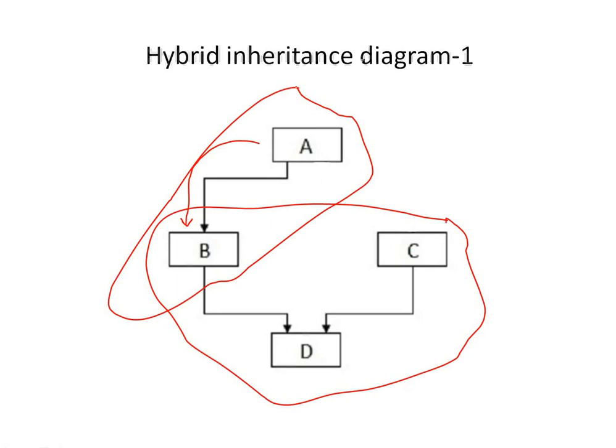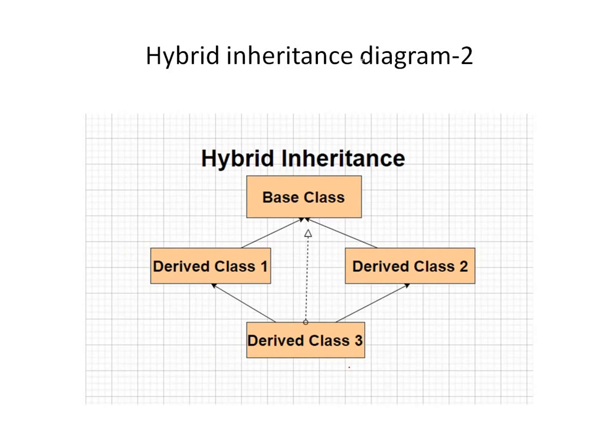That is, if you follow the path from A to B, it is single inheritance. If you follow the path from B to D, and if you follow the path from C to D, this is a multiple inheritance. So hybrid inheritance is a combination of two or more inheritances. Here we have two inheritances. Now we can see another diagram of hybrid inheritance. Here, hybrid inheritance diagram 2.